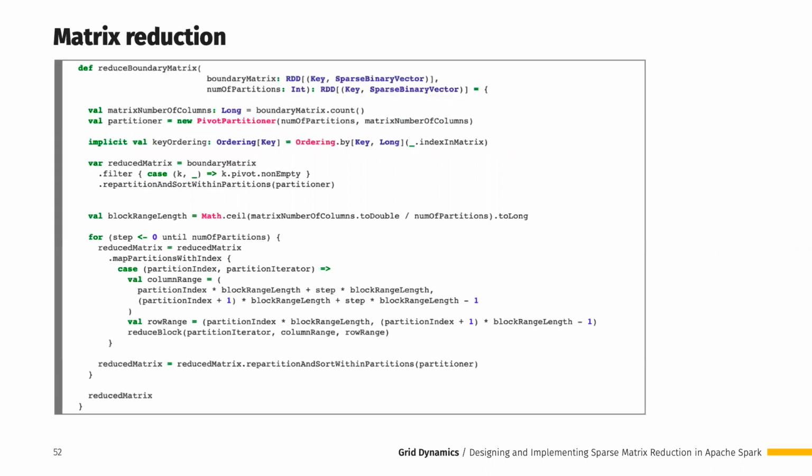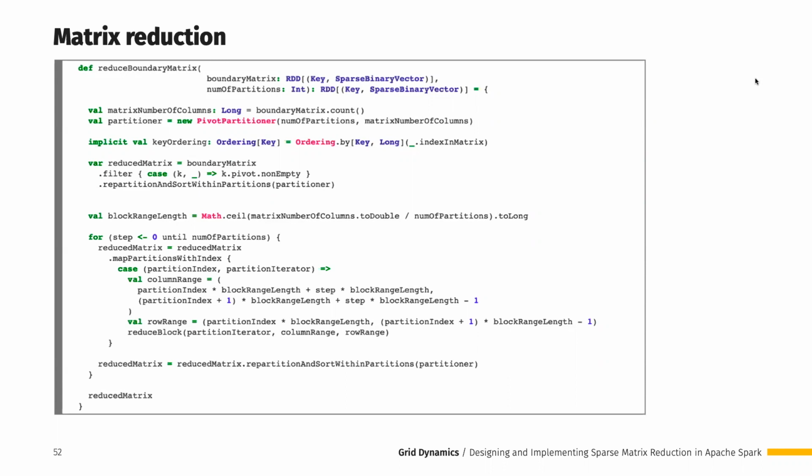Okay, last part. Reduce boundary matrix. Where does this boundary come from? The matrices arising from persistent homology are called boundary matrices. So this is why, but this is just the same matrix that we were talking about. So this is the reduce matrix from pseudocode translated to Spark.